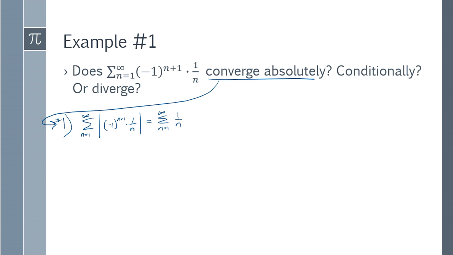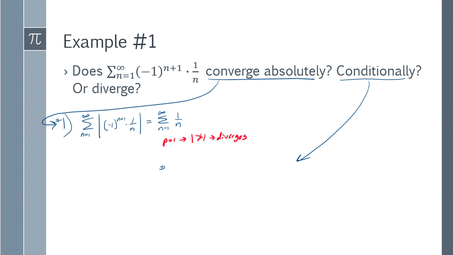This is a p series because I have a constant on top and n to a power on the bottom. So p is equal to 1, and 1 is not bigger than 1, so that diverges. This does not mean my original series diverges. It just means the series of the absolute values of the terms diverges.